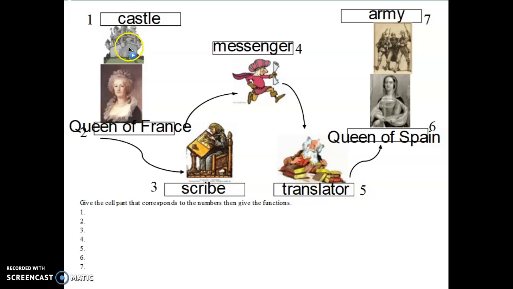Okay? The Queen of France stays in her castle. She dictates a message to someone. This person delivers the message to the translator. They can't quite read it because it's not in the same language. And then the Queen of Spain makes a decision based on that particular message. Okay? And this will make sense eventually.